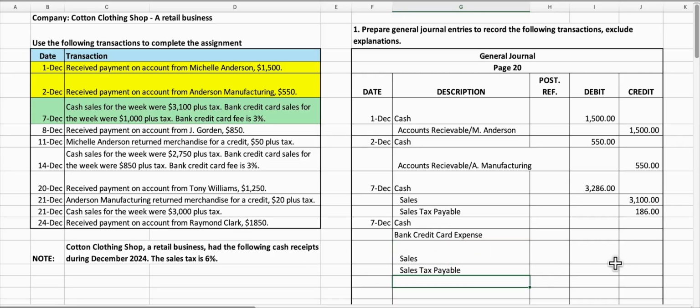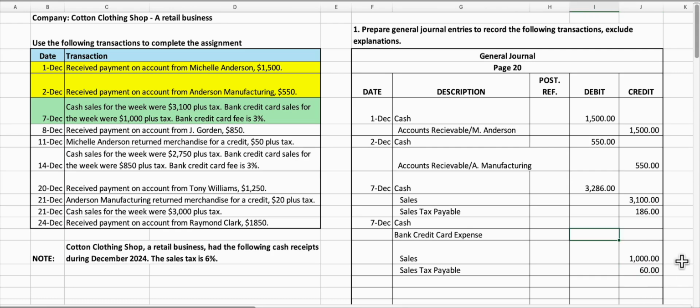All right, so let's start off then with the entry for sales. There was $1,000 that you made in sales on the bank credit cards. So you took in from people's bank credit cards $1,000. And remember, tax on sales is 6%. So that accounts for your sales.